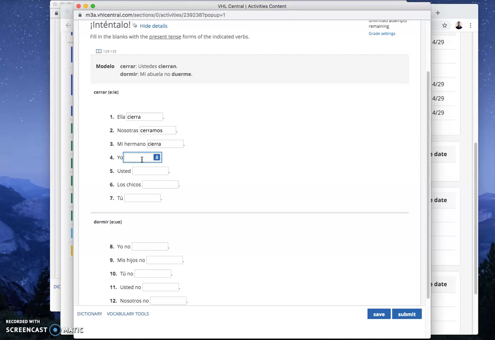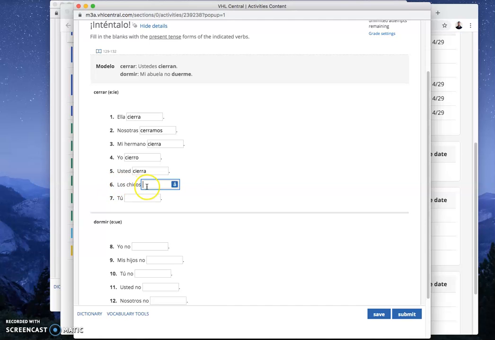Número 4, yo, pause it. And we're back. Yo cierro, stem change, right? Usted, pause it. And we're back. Usted cierra. Oops, did I put too many R's there? I sure did. There are not 3 R's.